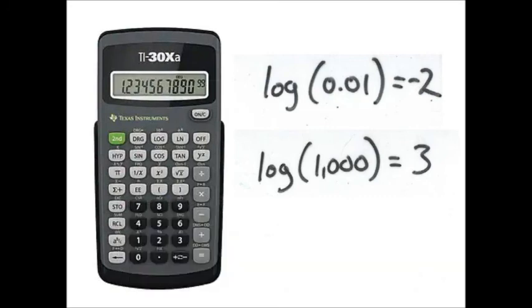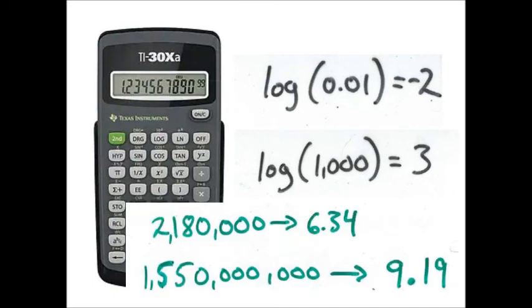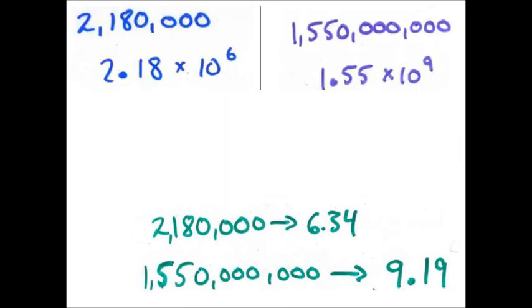Our challenge will be to take the logarithm of 2,180,000 and the logarithm of 1,550,000,000 because I'd like to multiply those two numbers together. Your calculator could do it, but we're going to do it with a log table, and then we're going to multiply those numbers together. Gross. How can you multiply those numbers together?